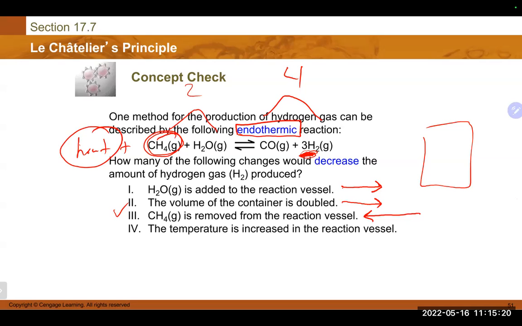And the temperature is increased. So if we increase temperature, because it's endothermic, that is like increasing reactant, which will cause the equilibrium to shift to the right. And that obviously would increase the amount of H2, not decrease it. So in this case, it looks like number three is your only one that will reduce the amount of H2. Any questions on any of those there?